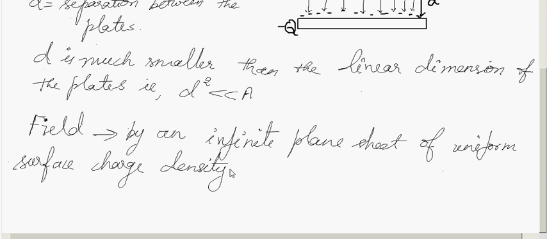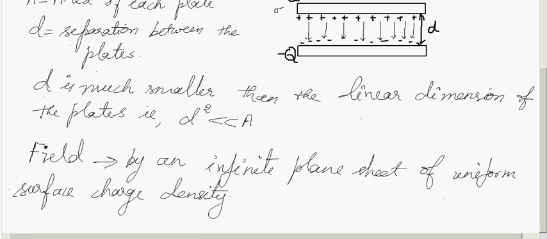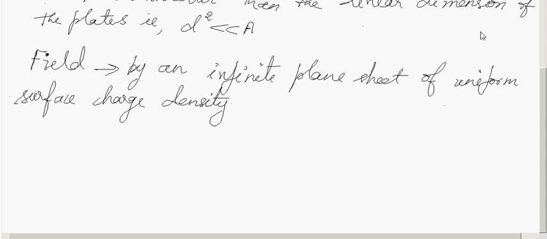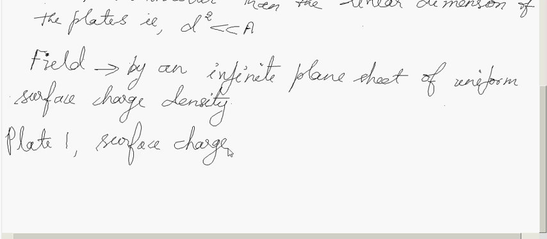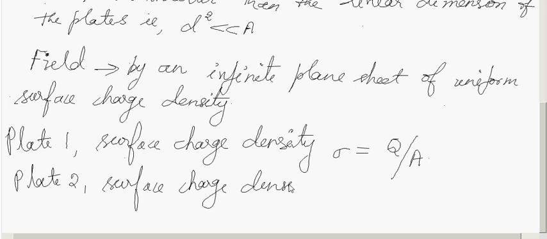Now here, if sigma is the surface charge density of the plates, then for plate 1 the surface charge density is sigma, which is Q by A. For plate 2 the surface charge density is minus Q by A, so I can write it as minus sigma.